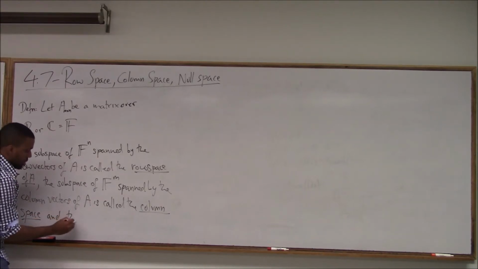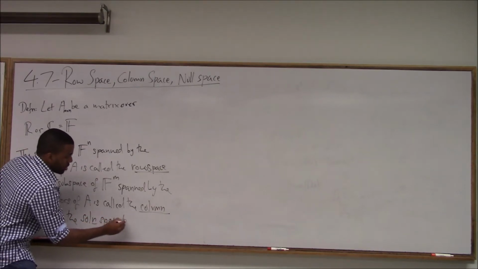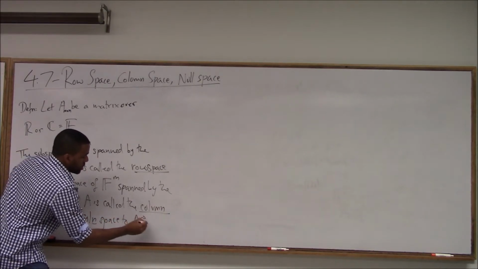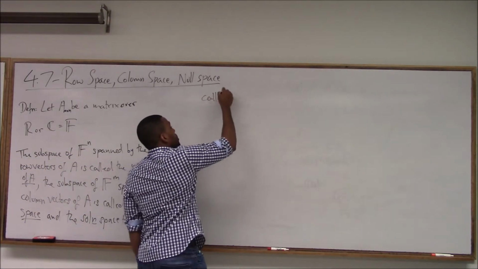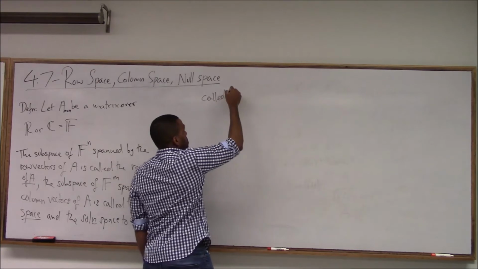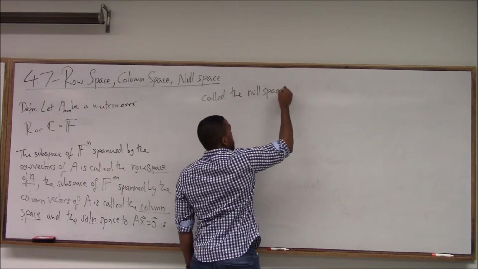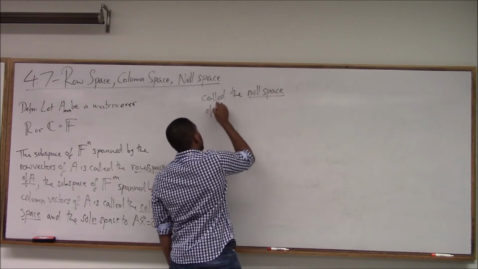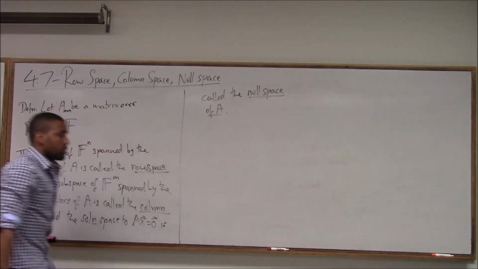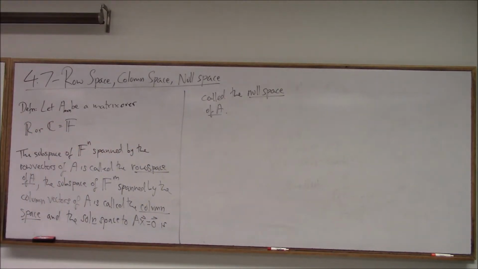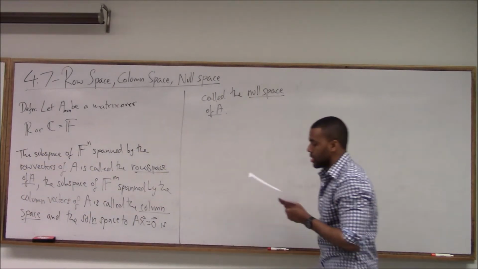And the solution space to AX equals 0 is called, this I think we defined last time, the null space. So these are some very important subspaces, and you'll see why they're important when we get to linear transformations.